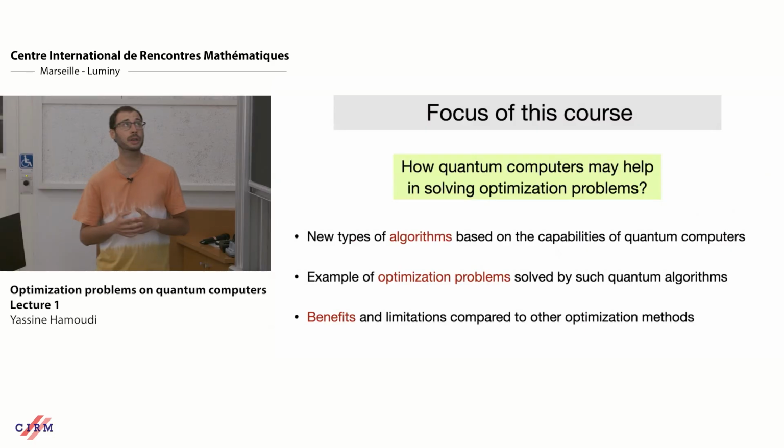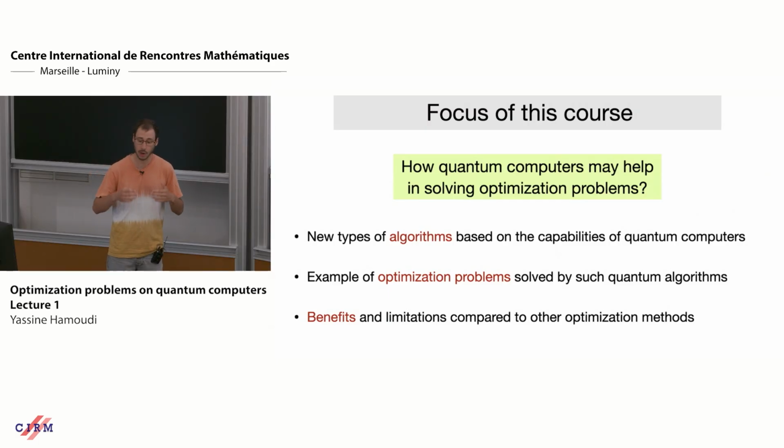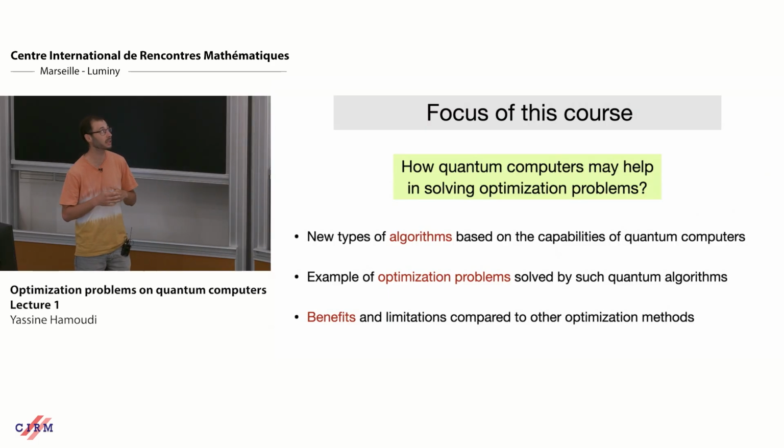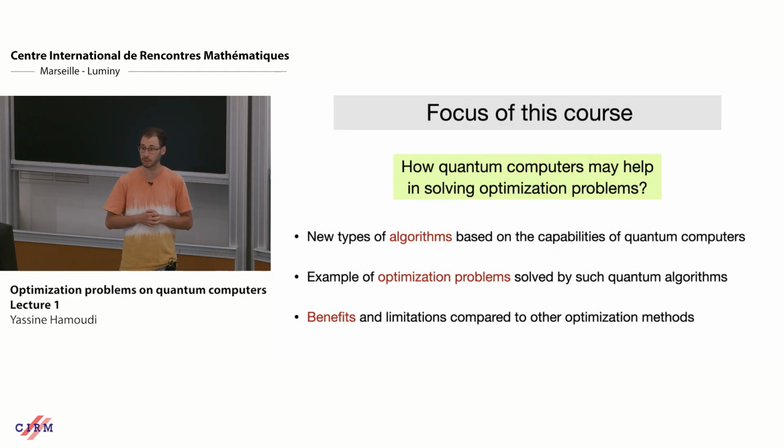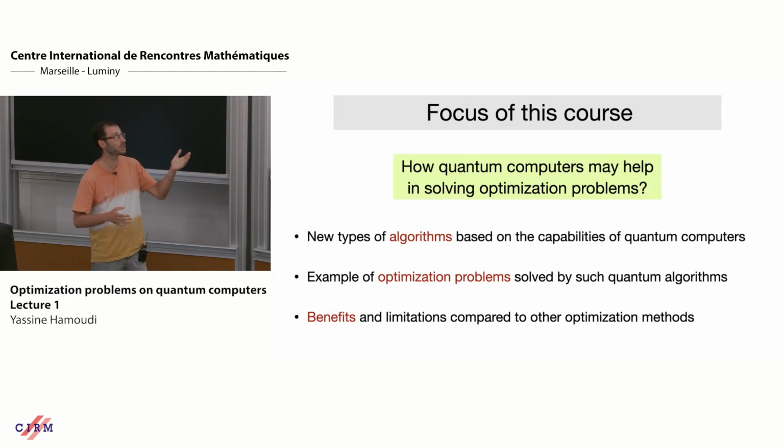Okay, so what's going to be the main focus of this course? So today's lecture and the next one tomorrow is to try to give some answers to the following question, which is how quantum computers may help in solving optimization problems. Okay, so we already know a lot of classical optimization methods, which are used every day by people that have to solve optimization tasks. But why should we try to use quantum computers for solving optimization tasks?